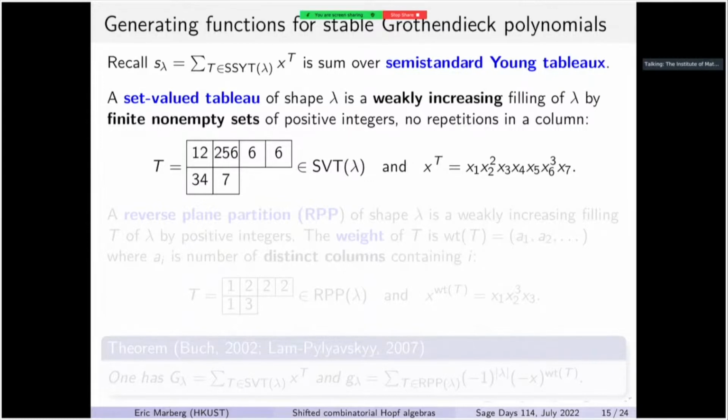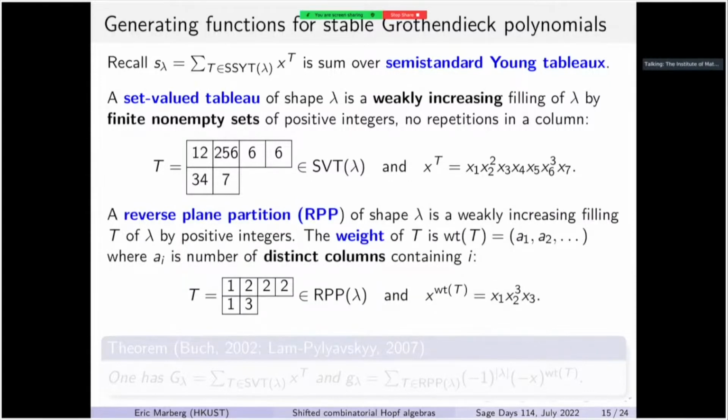So you can have a 2 repeated here and here, or you can have a 6 repeated these 3 times, but if there's a 2 here, there can be no 2 in this box, and there can be no 6 in this top box, this bottom box. So there's a weight of this kind of tableau, where we count the number of times 1 appears, 2 appears, 3 appears, and so forth, and those are the exponents of our variables here. So we have x2 squared because there's 2 2's, x6 to the third because there's 3 6's.